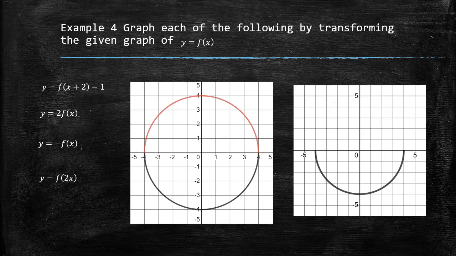And then finally, the last one, y equals f of 2 times x. Okay, so this one might be the hardest one. The 2 is with the x, so remember that's going to be a horizontal change. And also remember that horizontal changes are the opposite of what we think. So instead of stretching it by 2, we're going to compress it by 2. So this is a horizontal compression.